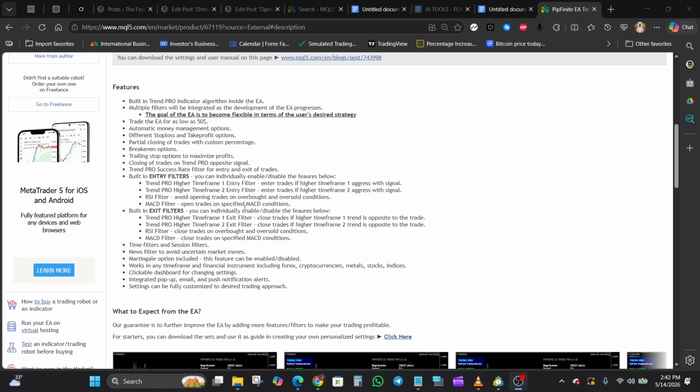Okay, the higher time frame filters are particularly interesting because they allow trades to align with broader directional conditions before entries are taken. There are also separate higher time frame conditions available for trade exits, so the EA can react differently depending on how the larger trend structure changes.